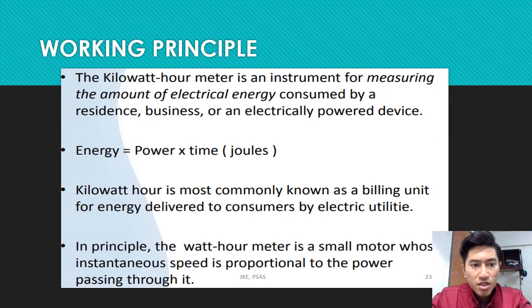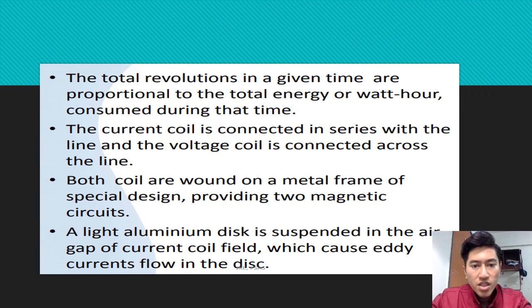The last is the working principle. The kilowatt hour meter is an instrument for measuring the amount of electrical energy consumed by a residence, business, or an electrically powered device. Energy equals power multiplied by time, and the unit is joule. Kilowatt hour is most commonly known as a billing unit for energy delivered to consumers by electric utilities. In principle, the watt-hour meter is a small motor whose instantaneous speed is proportional to the power passing through. The total revolutions in a given time are proportional to the total energy or watt-hours consumed during that time.